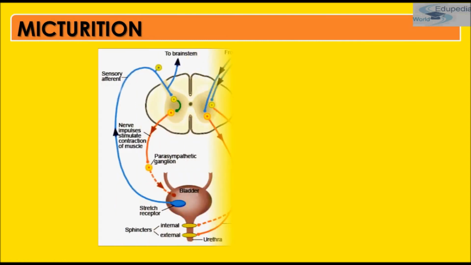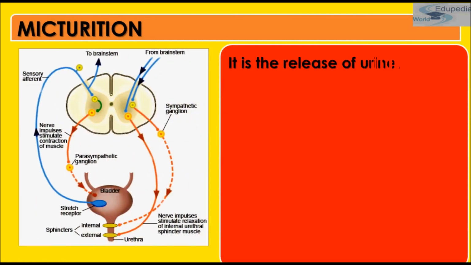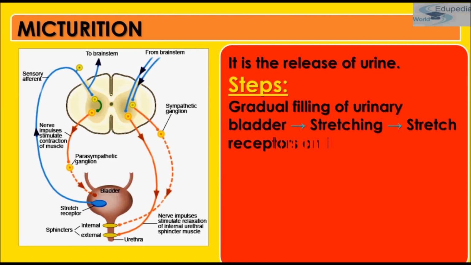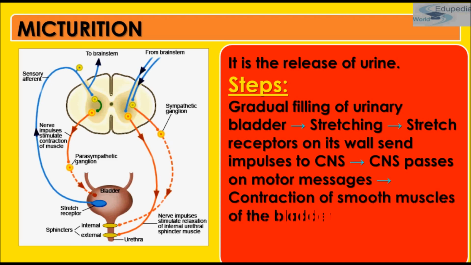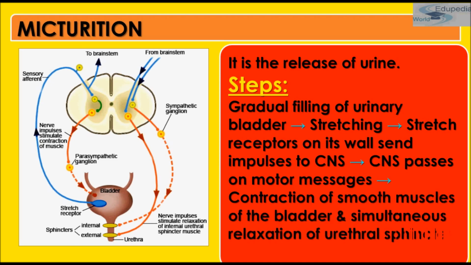My topic for the presentation is the 8th section of the chapter Excretion and Osmoregulation, or excretory products and their elimination, of class 11th standard. In this we'll be studying about micturition. Micturition is the expulsion of urine from the urinary bladder. That process is known as micturition.